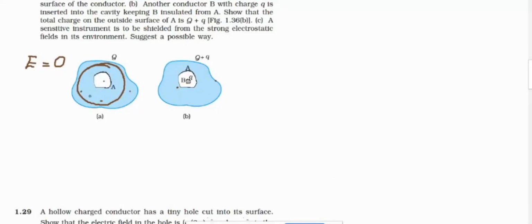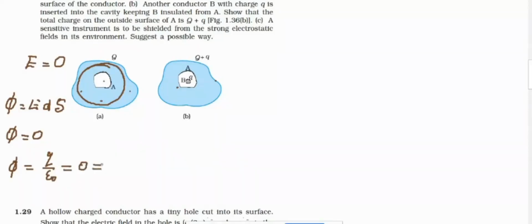Now electric field is 0. We have flux phi is equal to ∮E·dS. As electric field is 0, flux phi is equal to 0. No flux is passing through this Gaussian surface. Again, applying Gauss law, you will get phi is equal to Q divided by epsilon naught. As phi is equal to 0, we can conclude Q is equal to 0, which means no charge is inside the Gaussian surface.